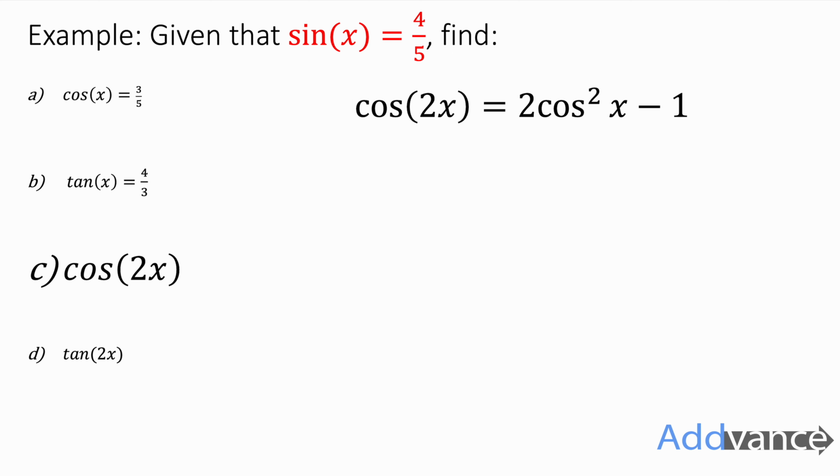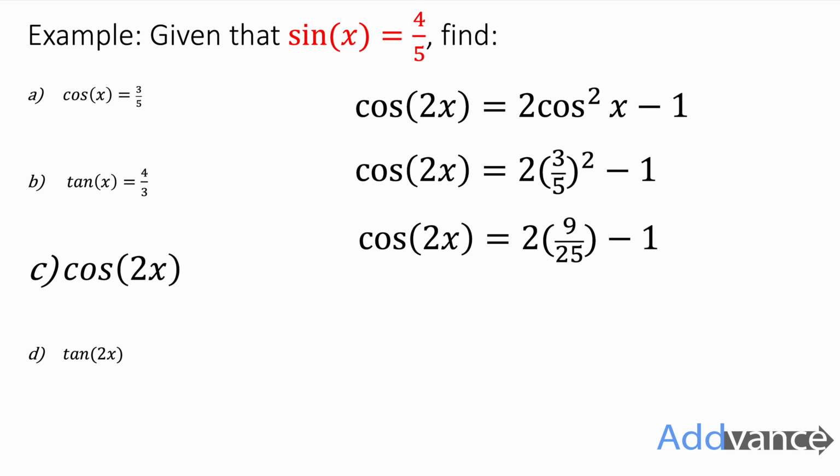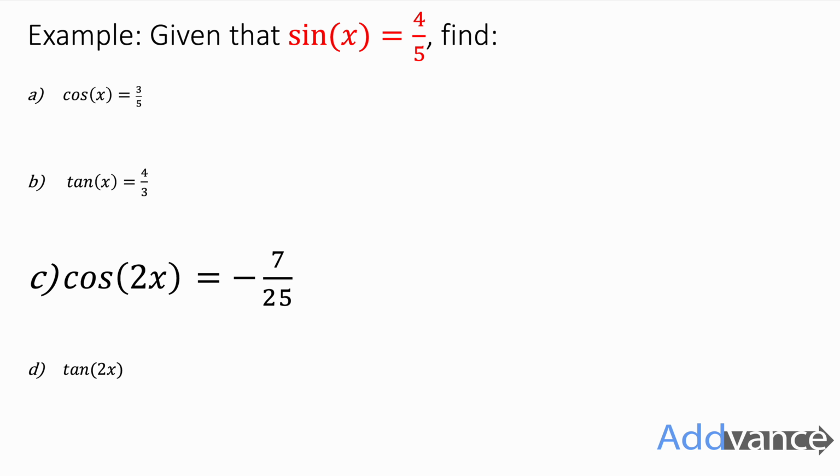And I'm going to substitute cos of x is 3/5 into here, so it's 2 times 3/5 squared minus 1. I square everything in the bracket, I get 9/25, and I get 18/25 because I times everything by 2, minus 1. And 1 is the same as 25/25. So you can do 18/25 minus 25/25, which is minus 7/25. I'm just subtracting the top. 18 minus 25 is minus 7. And so cos 2x is minus 7/25.